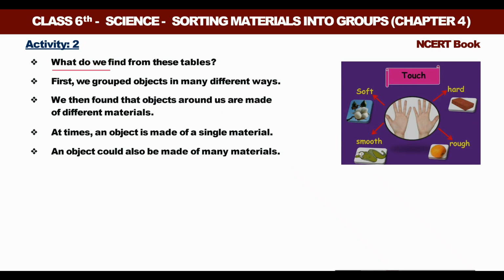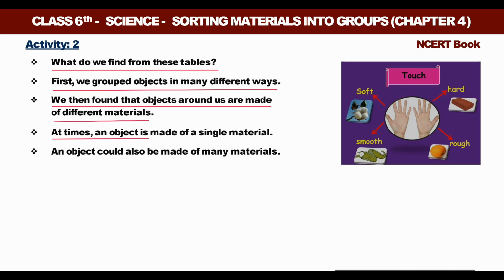What do we find from these tables? First, we grouped objects in many different ways. We then found that objects around us are made of different materials. When we do grouping, we find that yes, objects are made of different materials. Otherwise, at home, in the office, in schools, outside, we do not pay attention. But when you start grouping, we start understanding it is made up of these materials. The different objects are made up of different materials.